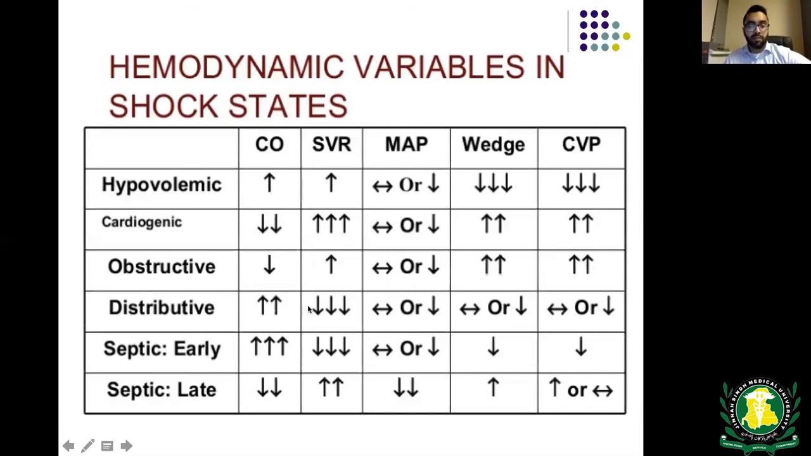In case of distributive shock, now this is where things go a little bit different. You see that the systemic vascular resistance will go low because there is vasoplegia. There is no vascular tone. So same in case of septic shock, your SVR goes low. And cardiac output in the early phase may actually increase as the body tries to compensate for it. And your CVP will be lower.